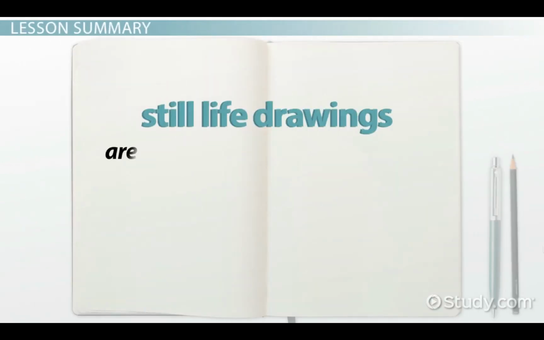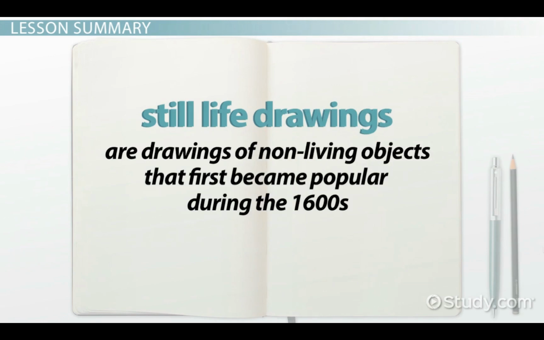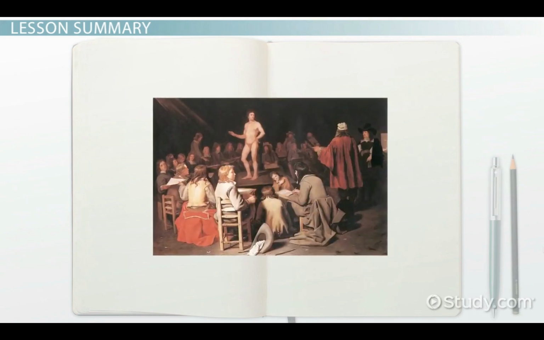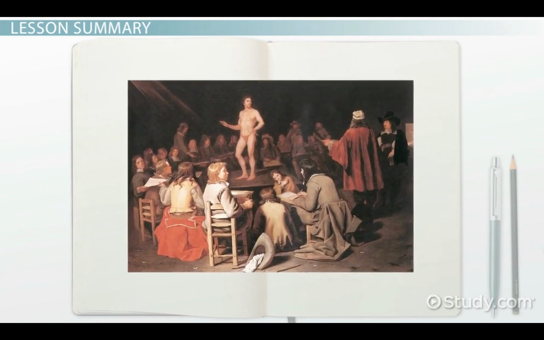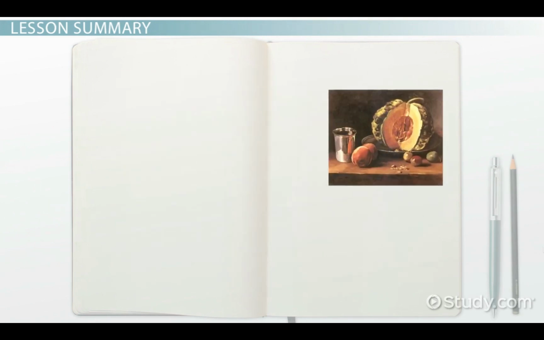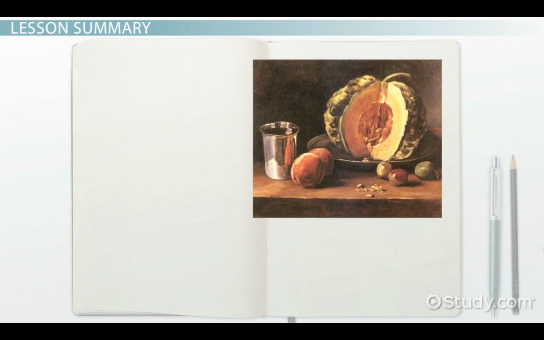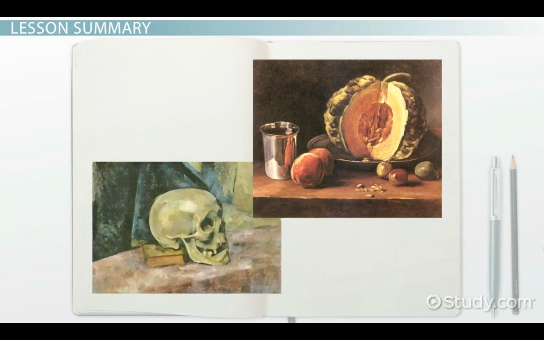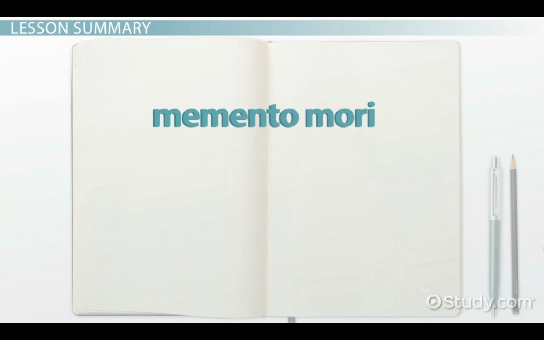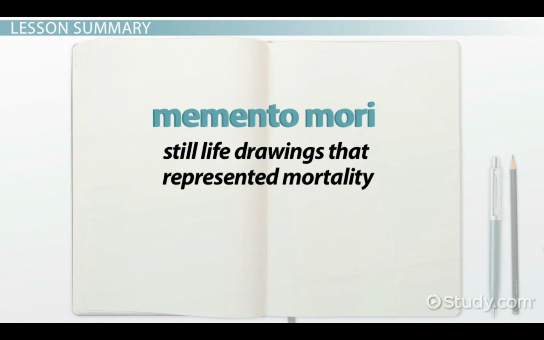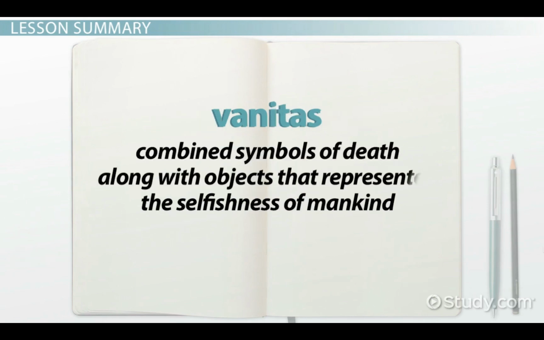Still life drawings are drawings of non-living objects that first became popular during the 1600s. They were considered a lesser form of art compared to works that featured people. Early still life drawings communicated various meanings to the viewer, including celebration and death. Memento mori still life drawings included objects that represented mortality, like skulls or clocks, while vanitas combined symbols of death along with objects that represented the selfishness of mankind.